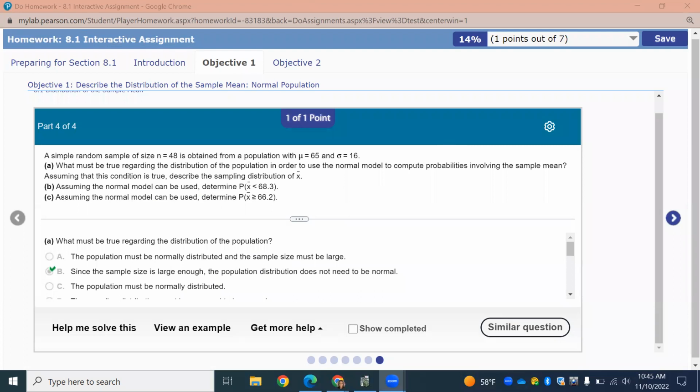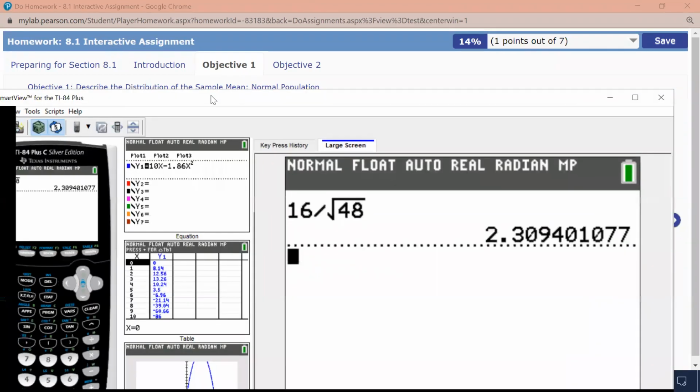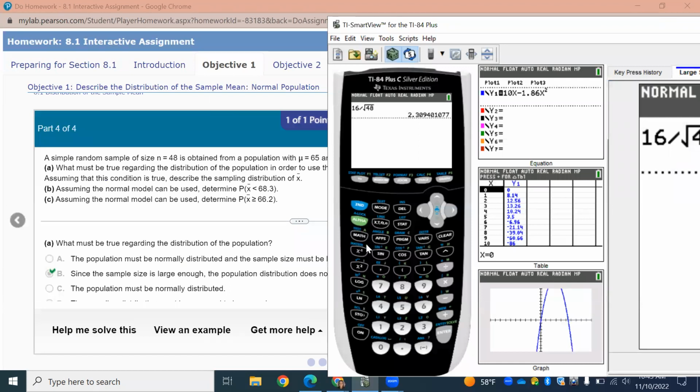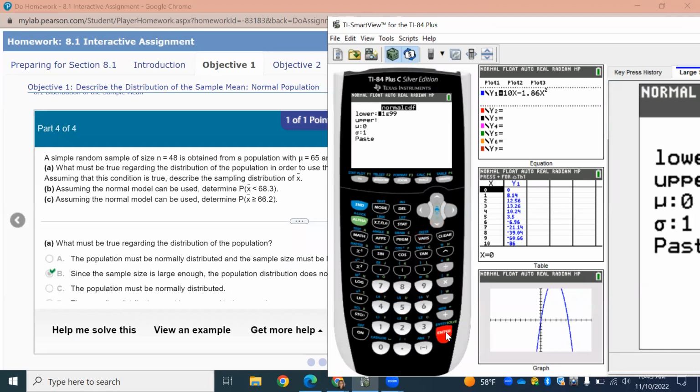Oh, I'm sorry, I almost forgot. I also wanted to solve this in the graphing calculator, like I said I was going to. So for the graphing calculator, we're going to do this the same way we did in Chapter 7, where we hit 2nd VARS, which takes us to distribution, and we're still going to use normalcdf.